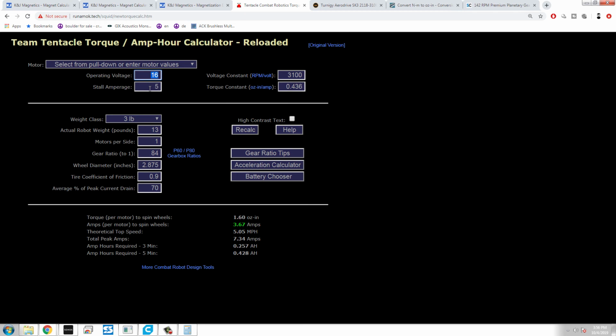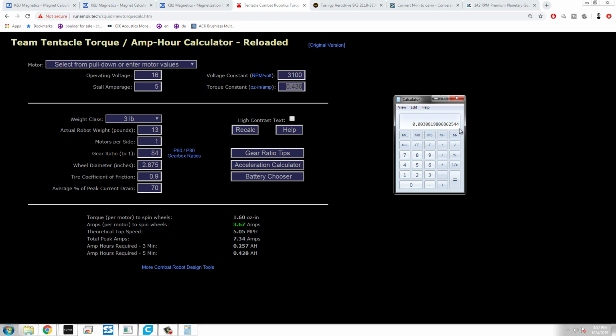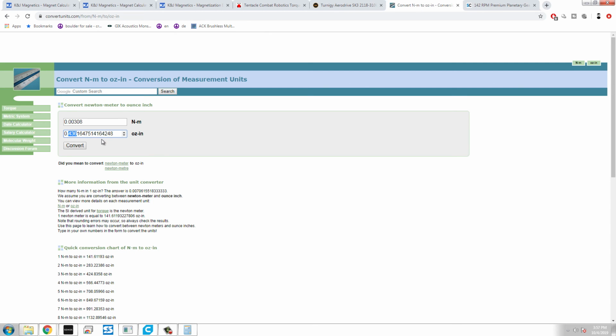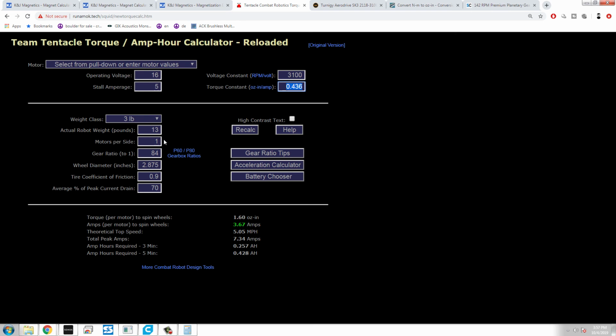You just need to put in your voltage, the stall current, the KV rating of your motor, and then you need to calculate the torque constant by doing 30 divided by the product of 3.14 times your 3100. That will give you your Newton meters. You convert that into ounce inches, put that in, and then do all your calculations and you're good to go. It's a lot of steps, but you'll get used to it and it's pretty easy to do. So really, that's about all I have for this video.